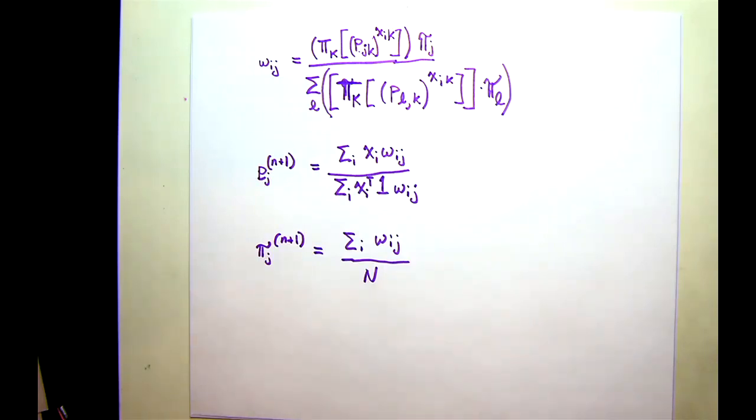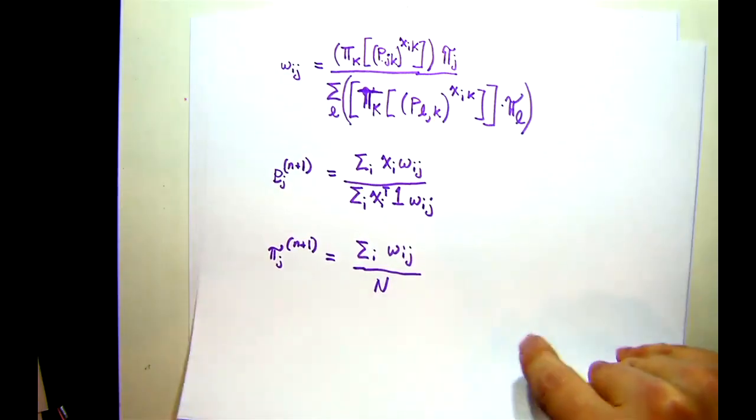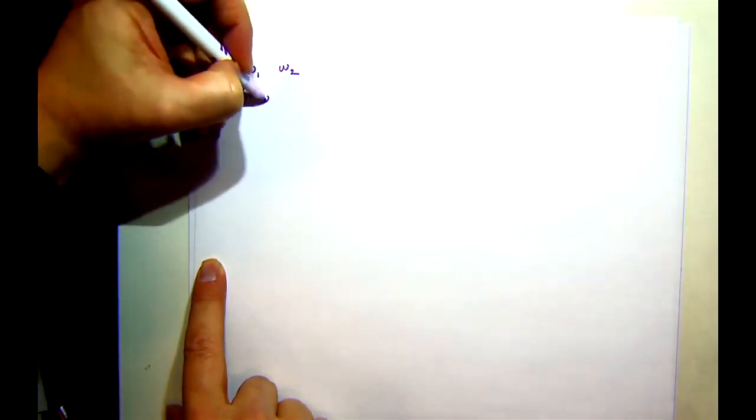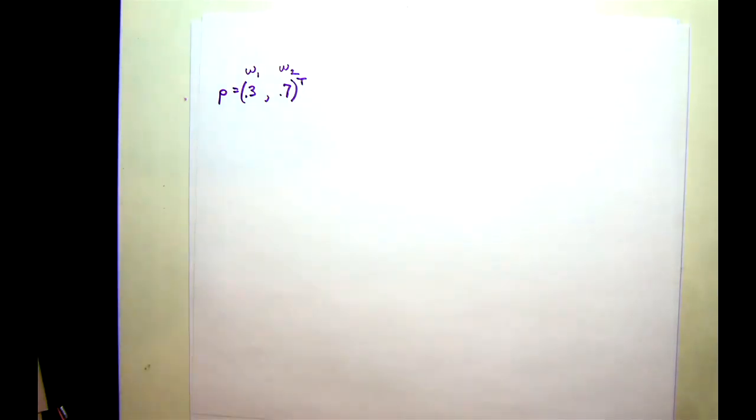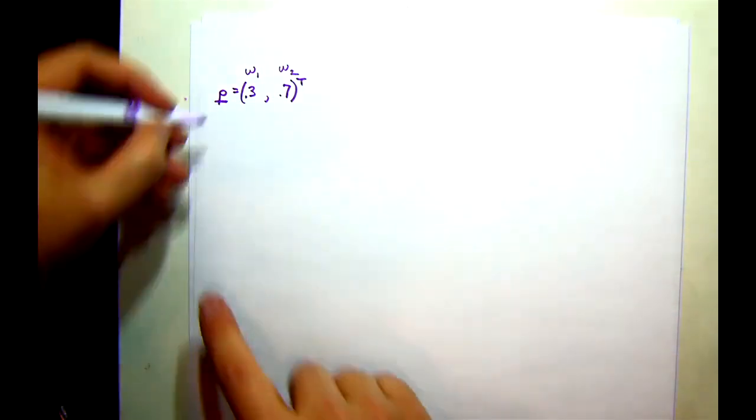I'm not sure why we raise the product with the K. Why do we raise it? Okay, so let's say you have two words, word 1 and word 2. The P for a given topic is 0.3 and 0.7. It has to add up to 1 because it's a multinomial distribution. This is a vector, and let's say this is for topic J.